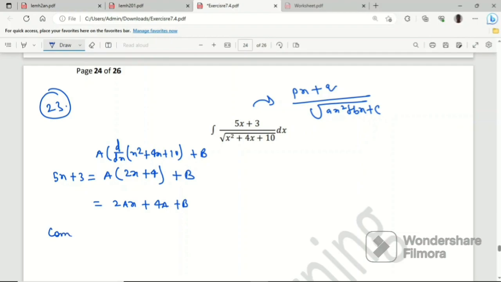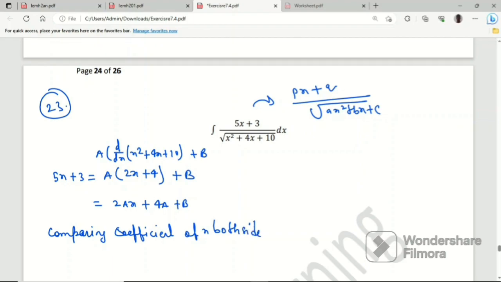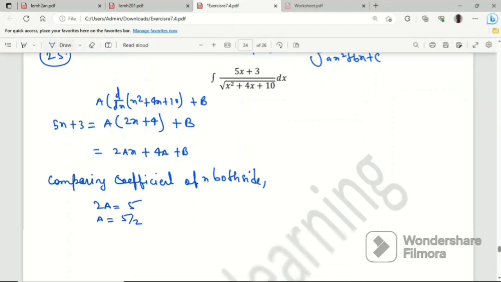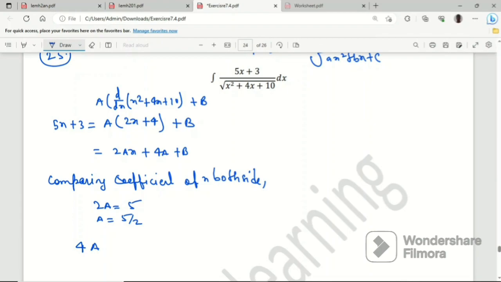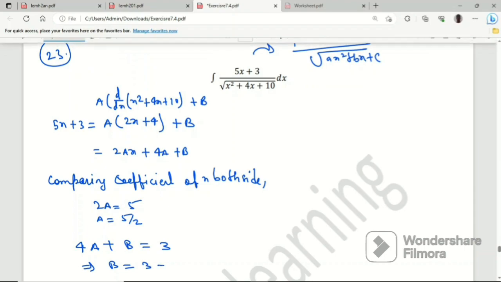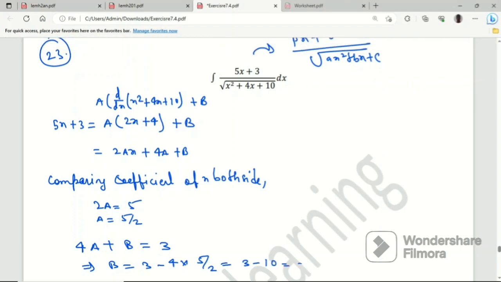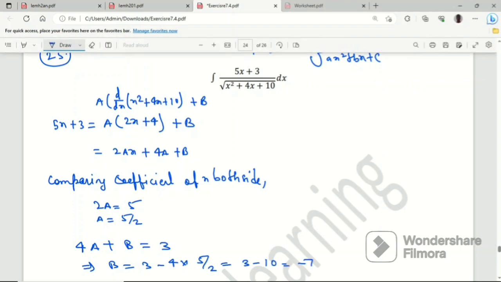Comparing coefficient of x both sides, it will give you 2a equal to 5. So a equal to 5 upon 2. And b will be, comparing coefficient of constant both sides will give me 4a plus b equal to 3. So b equal to 3 minus 4 into 5 upon 2. So it will be 3 minus 10. It will give me minus 7 as b, and a is equal to 5 upon 2.